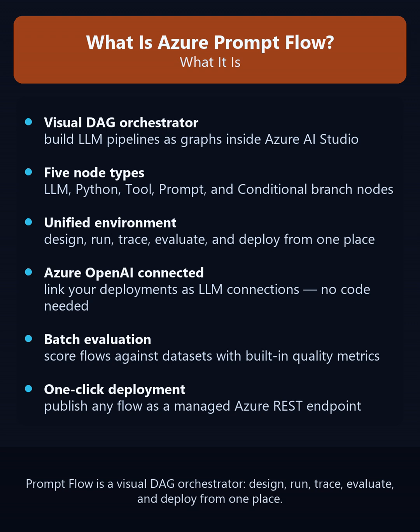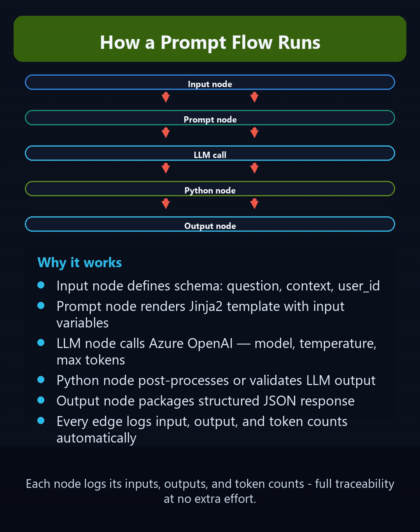A flow starts with an input node defining your schema: question, context, user ID. Data flows through a prompt node that renders a Jinja2 template, then an LLM node that calls Azure OpenAI. A Python node transforms the output. Finally, the output node packages a structured JSON response. Every node input and output is logged automatically with token counts.